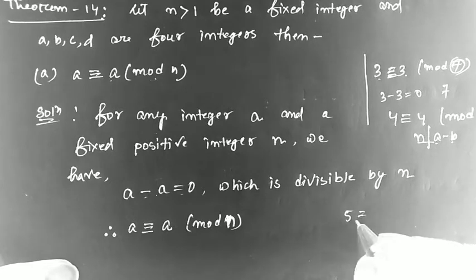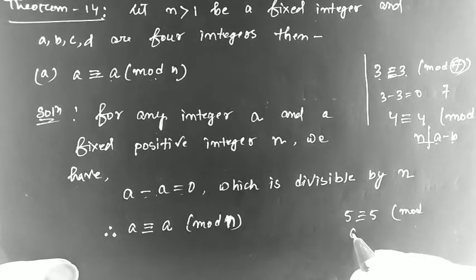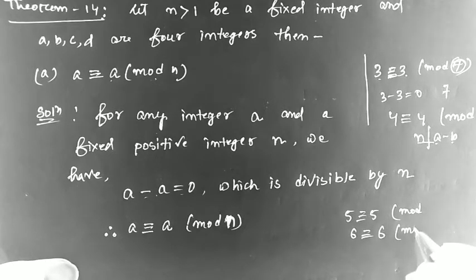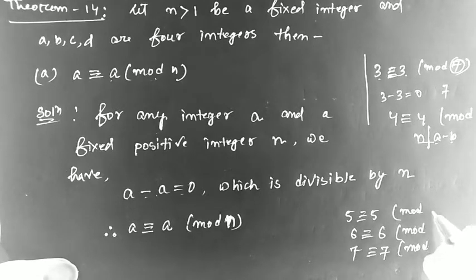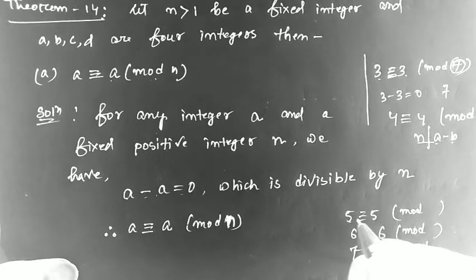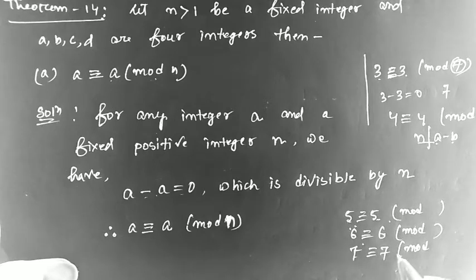Suppose 5 is congruent to 5 with mod of any number. 6 is congruent to 6 with mod of any number. 7 is congruent to 7 mod of any number. Here you can give any number, no? Since 5 congruent to 5 means what? 5 minus 5 means 0. 6 minus 6 is 0. 7 minus 7 is 0. So these are divisible by any number taken as n, no?